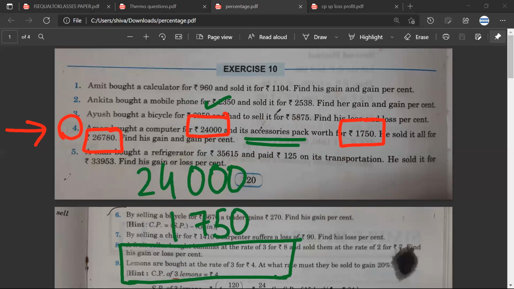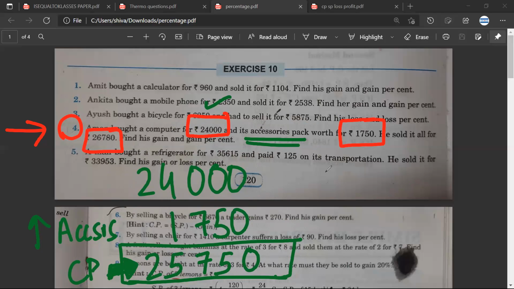See, due to these accessories, his cost will increase. Mr. Sarthak, do we agree? Yes, sir. So once the cost increases, his cost price becomes 25,750. Sarthak, is it correct? Yes, sir. Mr. Aryaman, is it correct?